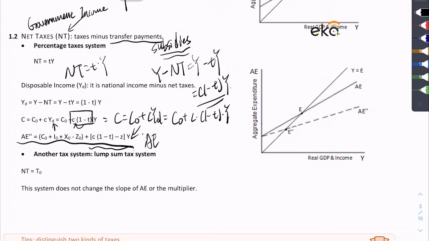Another tax system is the lump sum tax system. It was used before. For example, if your family has three family members, then you have to pay the tax per person, then times 3. If a family has 4 people, then times 4, and so on. This system does not change the slope of the AE or the multiplier. So this is just T0.